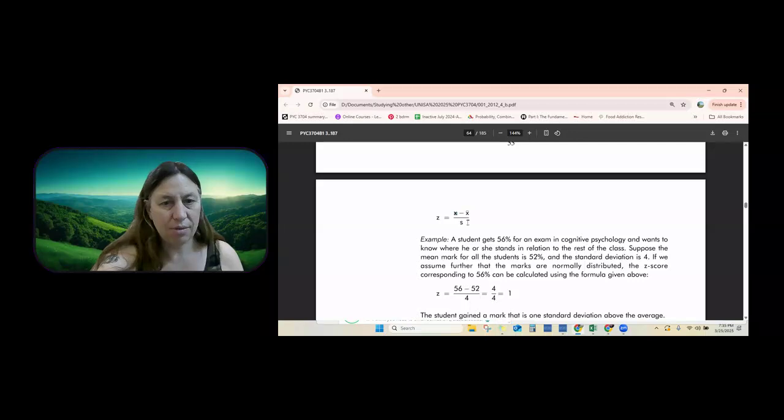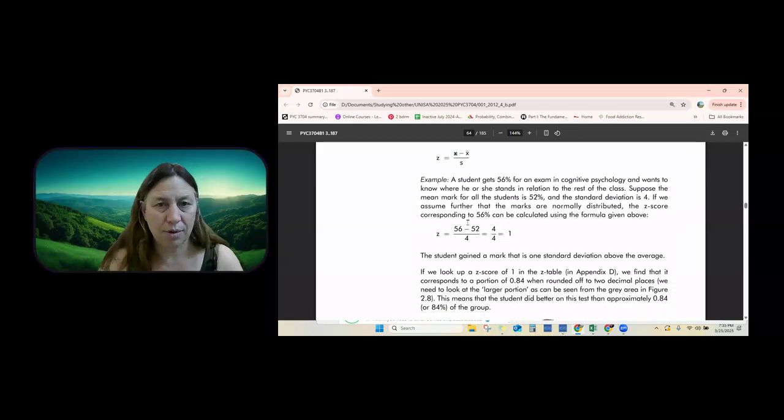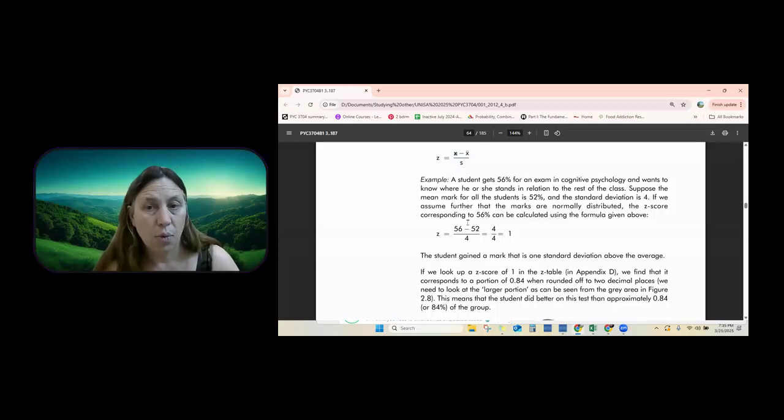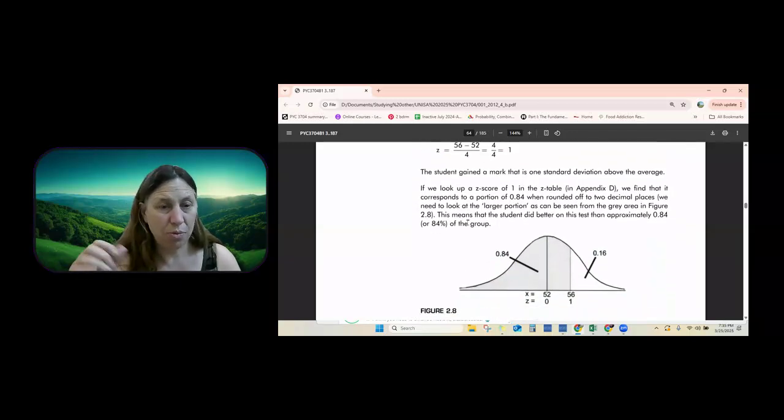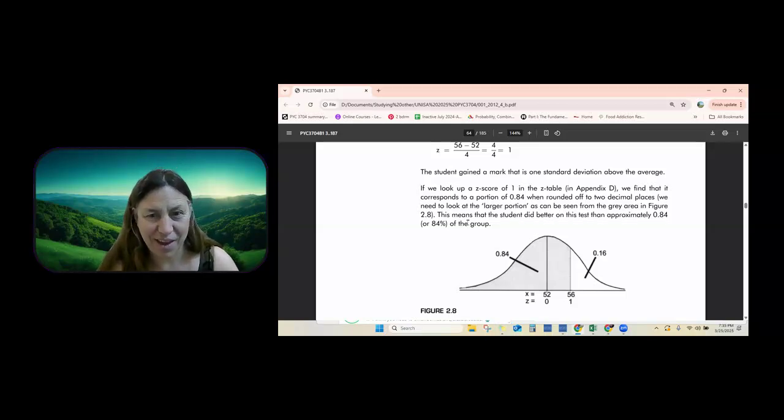Here's another example just to help us get familiar with it. A student gets 56% for an exam and wants to know where they are in relation to the rest of the class. Suppose the mean mark for all the students is 52% and the standard deviation is 4. So that would be 56 minus 52, which is 4, over the standard deviation of 4, which is 1. That person is 1 standard deviation above the average. I hope the average is not 52, it's a bit higher than that.